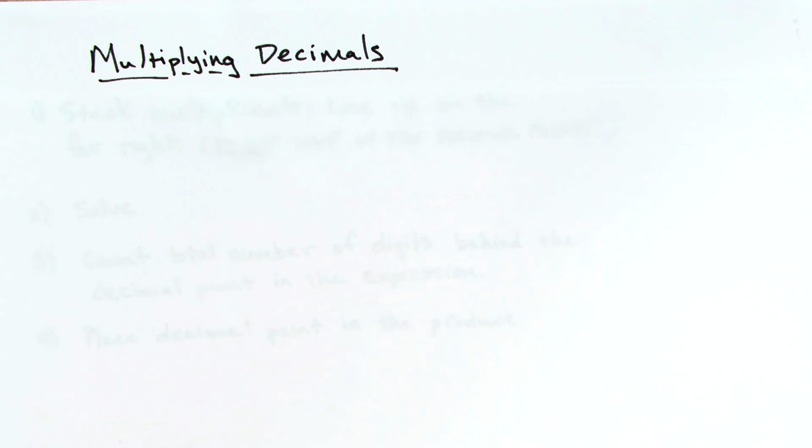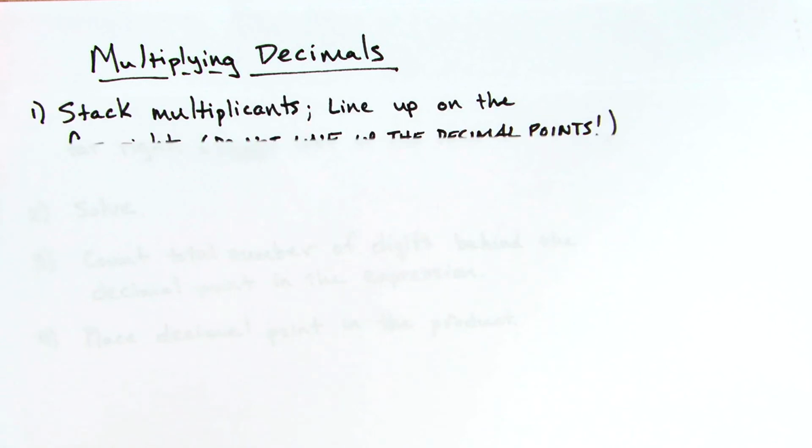Alright, in this video we're going to look at the process of multiplying decimals. So it's similar to adding and subtracting with a few differences, mostly with the location of the decimal point. So if we look at the steps to do this, much like addition and subtraction, we want to stack it. So we're going to stack the multiplicands, but instead of lining up the decimal, we're going to line them up on the far right.